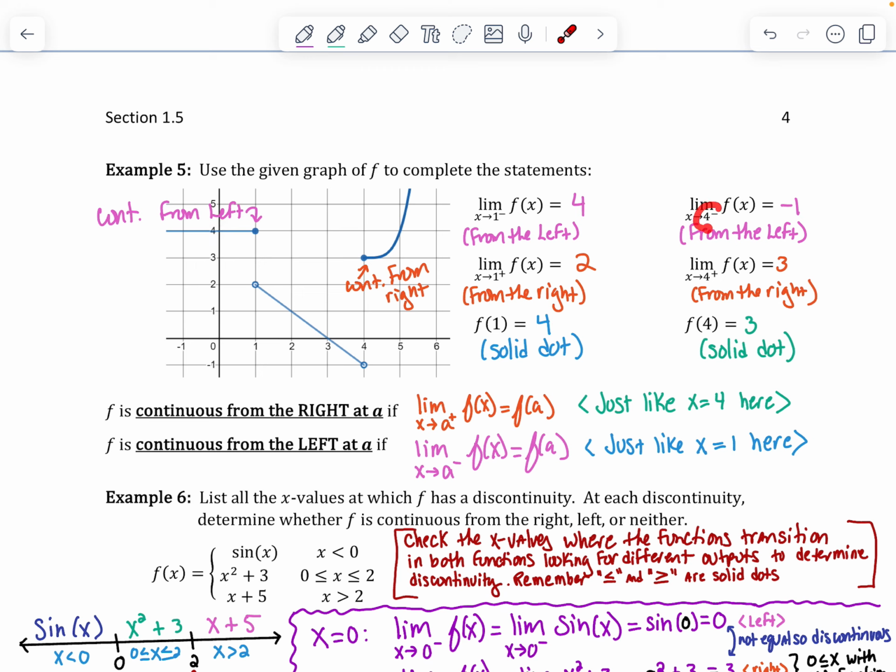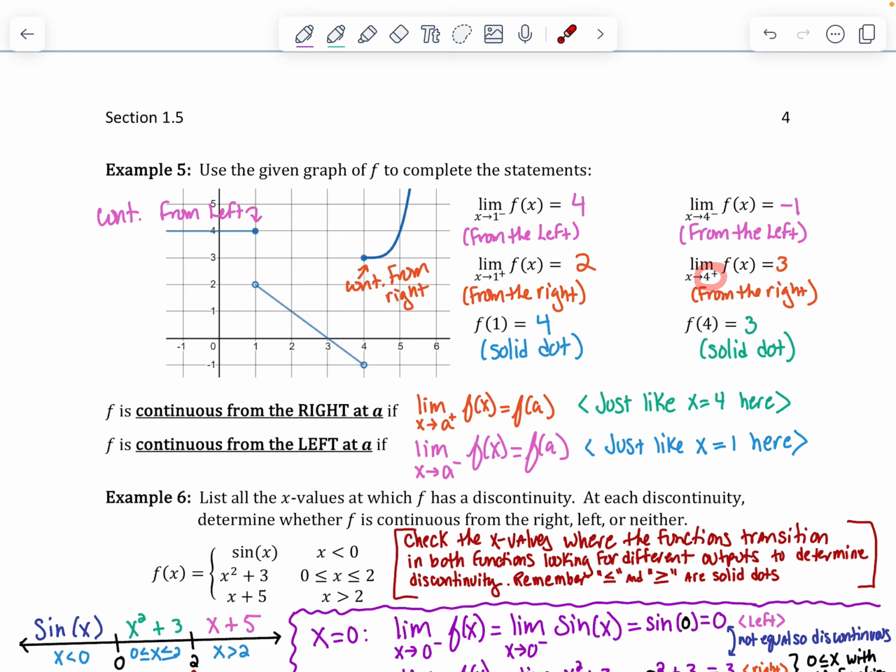Let's do the same thing for x equals 4. We'll start with from the left. Here is from the 4. And if we're only looking from the left, our graph is coming way down here, and it looks like it has a height of -1.